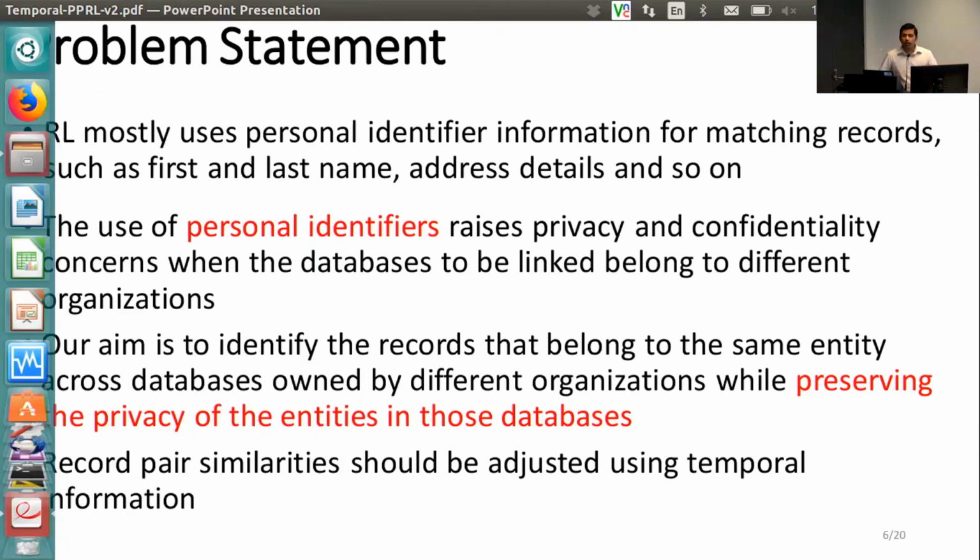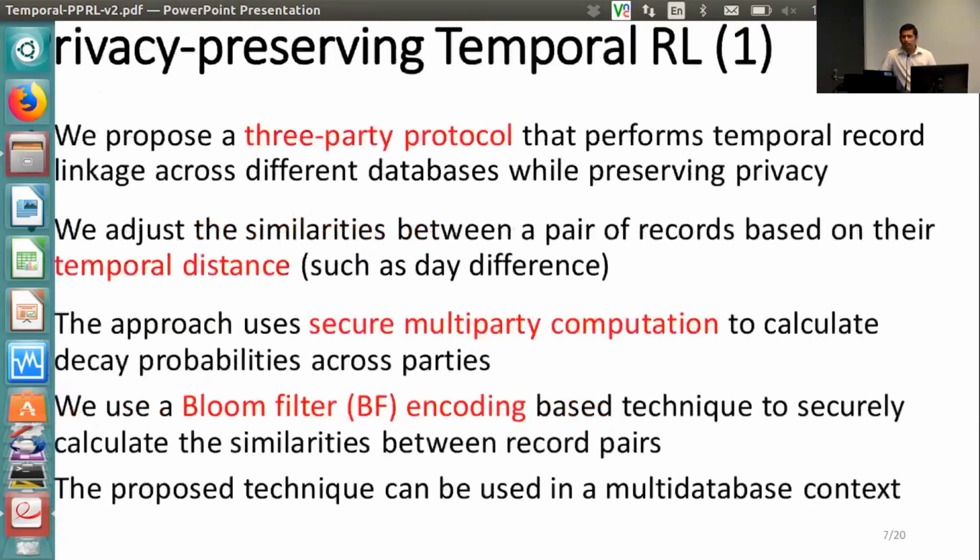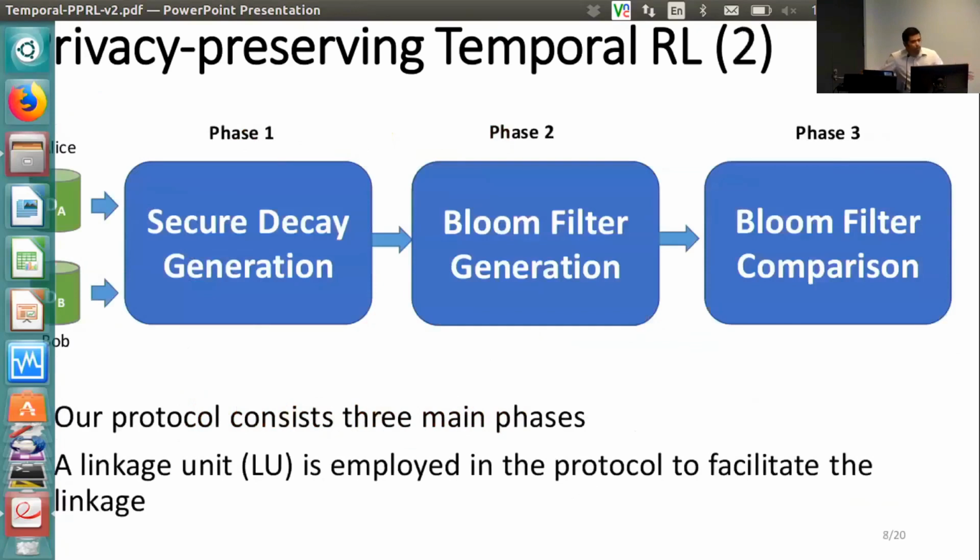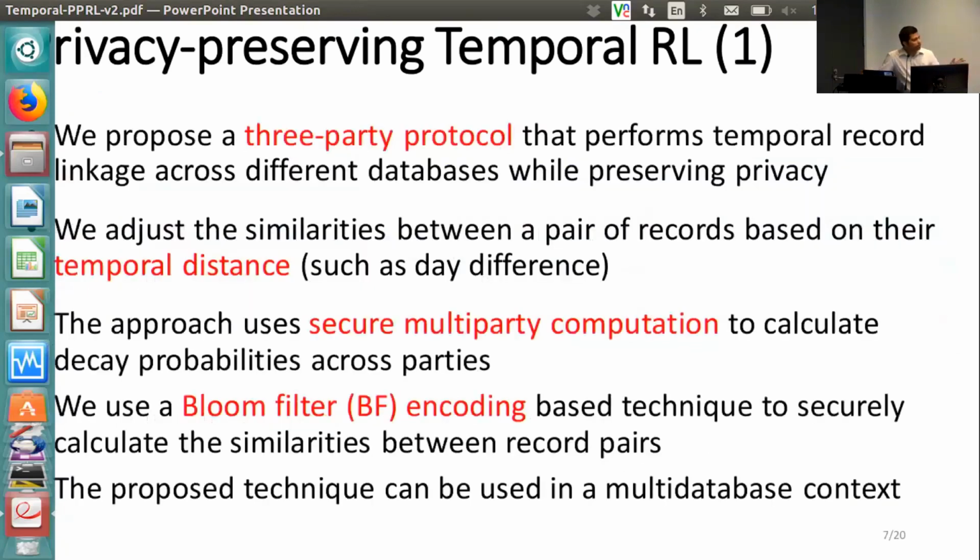So what we are proposing is a three-party protocol where we use a third party known as a linkage unit to conduct the linkage process, and we calculate the similarities based on the temporal distances between the record pairs. To calculate the probabilities, we use a secure multi-party computation technique, and by using those probabilities, we encode records into Bloom filters, which are then sent to the linkage unit, so he can do the classification for us. Even though this protocol is generally proposed as a three-party one, it can be easily extended to multiple databases as well. So how does it work?